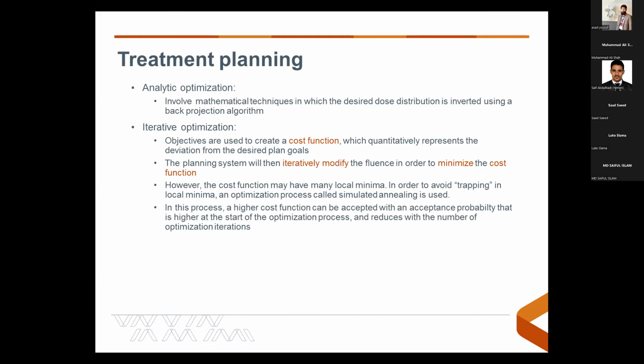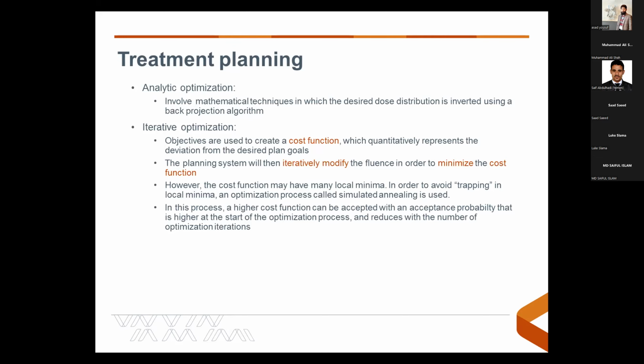So for a CT, basically you get your dose distribution that you want in the patient, and then you do an inverse back projection back to the beam position to try and get a fluence map to get that dose distribution within the patient.